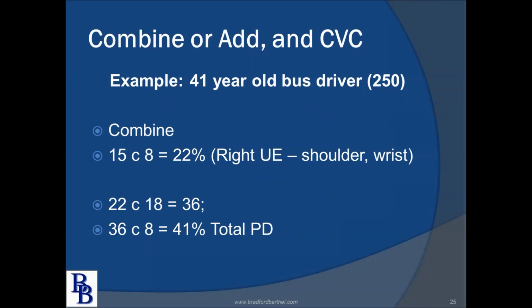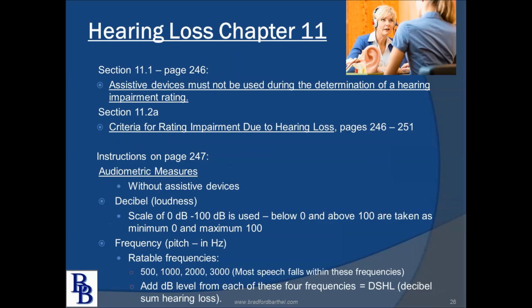We start with the upper extremity. We combine the right upper extremity. 15 combined with 8 were our permanent disability totals. That's 22. We combine that with the next largest, which is the 18, combined with the next, which is 8. Total of 41% total permanent disability. That's the end of that section.